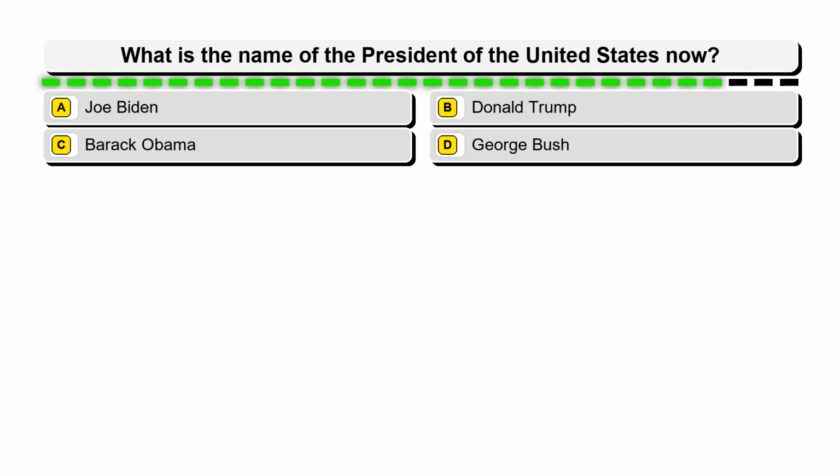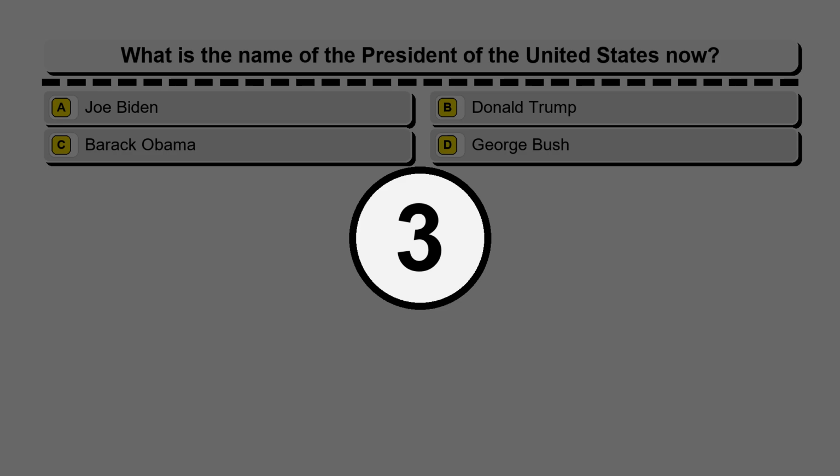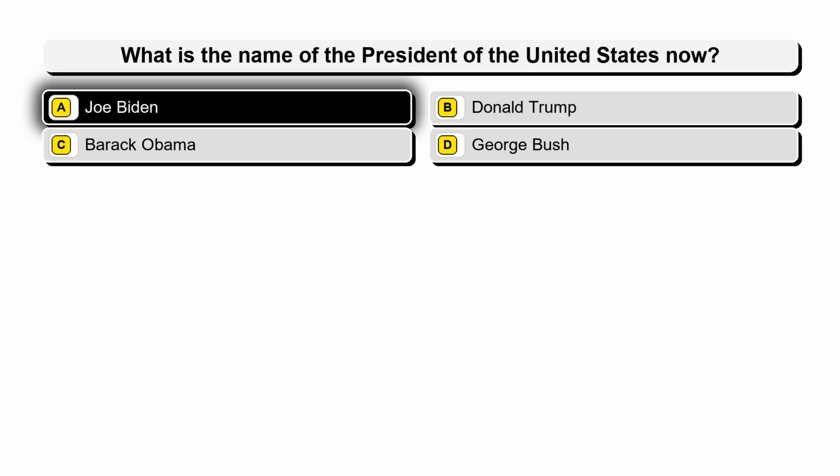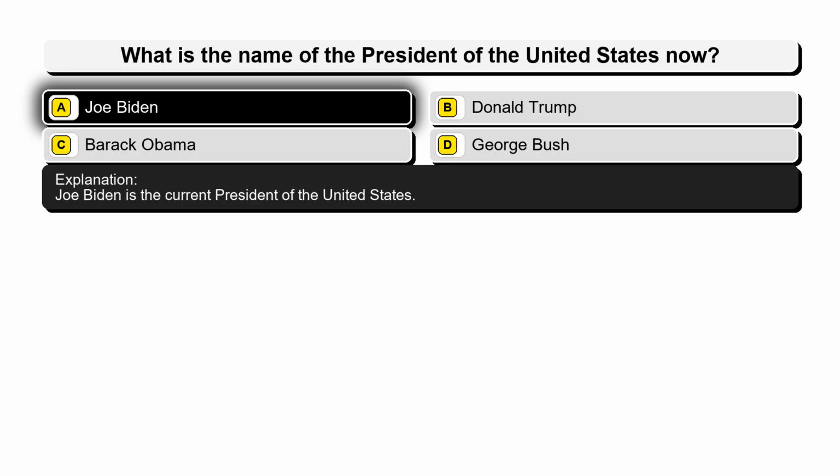Question 127. What is the name of the President of the United States now? Option A, Joe Biden. Option B, Donald Trump. Option C, Barack Obama. Option D, George Bush. The correct answer is option A, Joe Biden. Joe Biden is the current President of the United States.